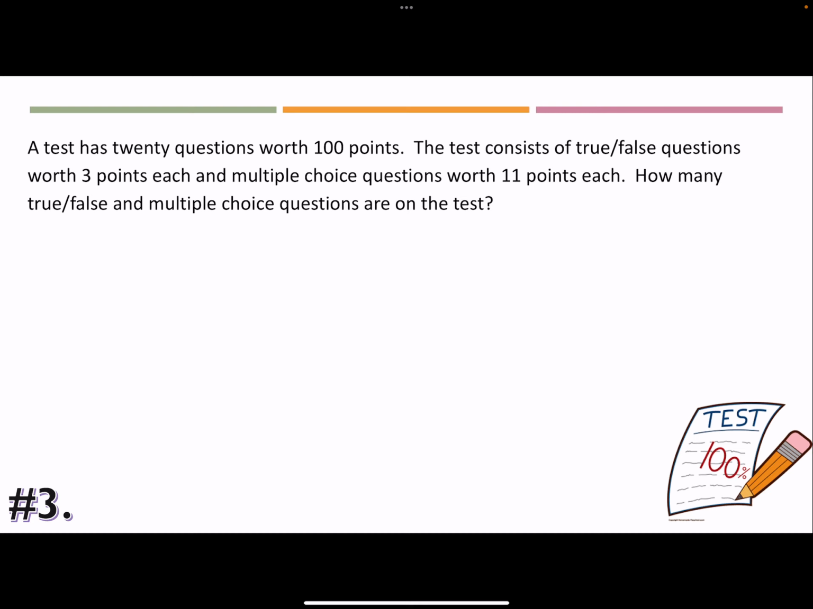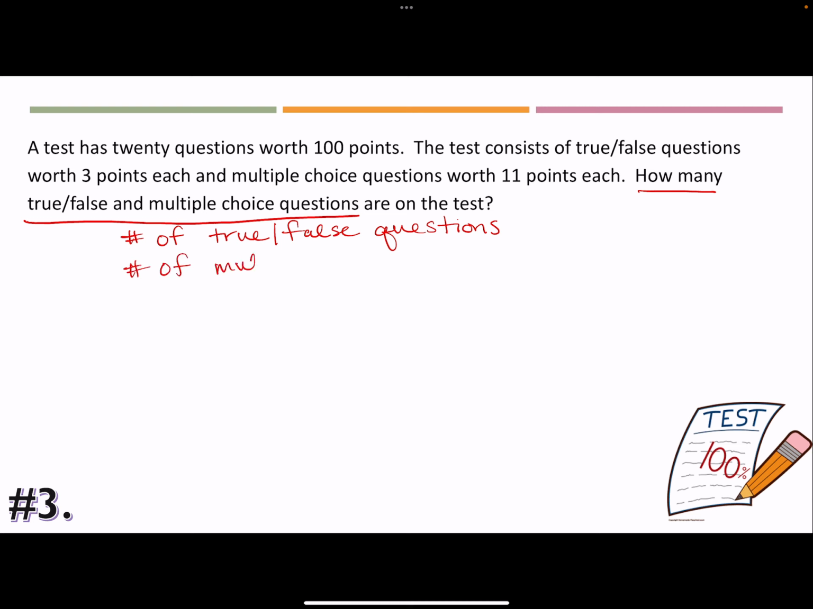So step 1, like we said, you've got to define your variables. And remember, a lot of times the actual question is really going to tell you what the variables are going to be. It's how many true-false and how many multiple choice questions are on the test. Or in other words, the number of true-false questions and the number of multiple choice questions on the test. So those are the two variables.